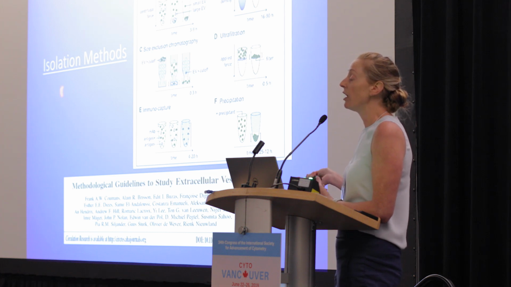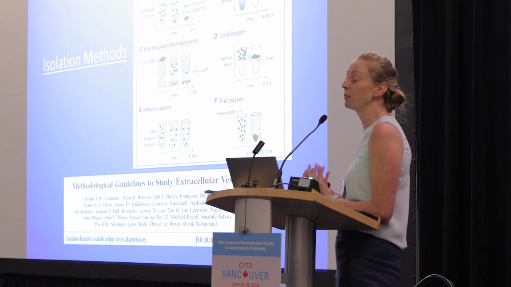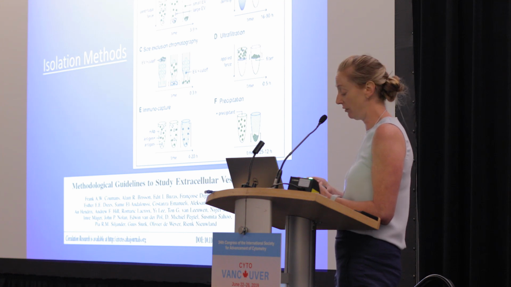A lot of, probably one of the big disadvantages is that when you're doing a lot of these high-speed spinnings, you're pulling down your extracellular vesicles, but you're also pulling down aggregates and other things that are going to be bound there. So you're not really getting a pure sample, and you might be detecting proteins and so forth that are actually not associated with the extracellular vesicles.